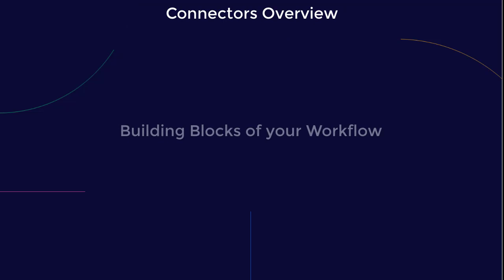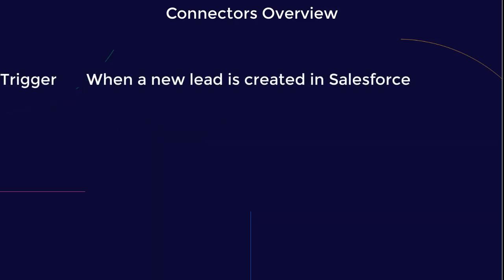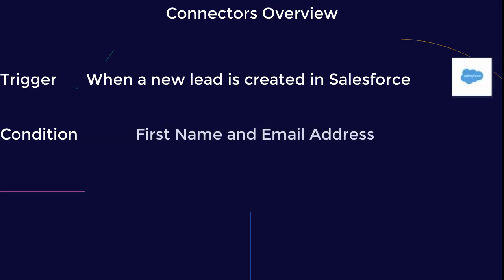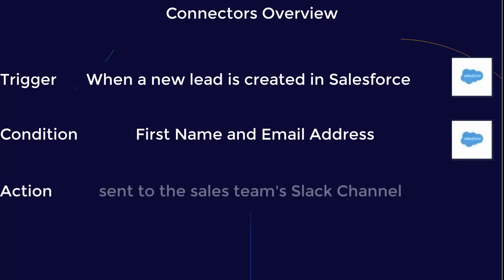Connectors are the main building blocks of your workflows. So while we're here, let's quickly identify the connectors that we'll need in building out this workflow. Since the trigger is when a new lead is generated in Salesforce, our first connector will be Salesforce. Next, our condition is to pull data from Salesforce, so our second connector will also be Salesforce. And finally, since our action is to send a message to Slack, well, you guessed it, our last connector will be Slack.